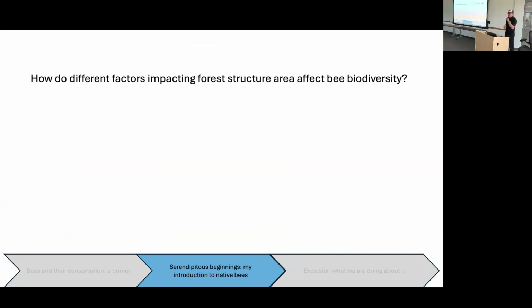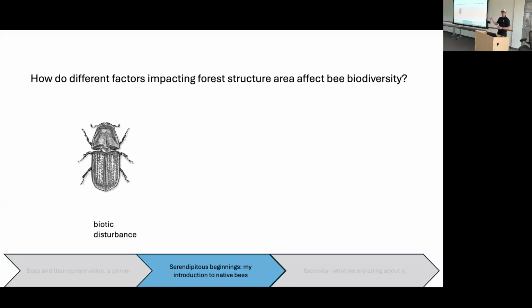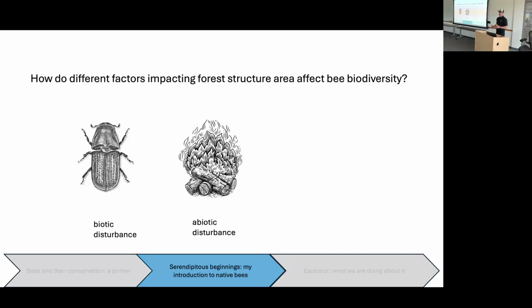But it also got me thinking, well, that was an observational study where we just went out and looked at bee abundances in areas that had high or low basal area. And you begin to wonder, what about the things that impact forest structure and reduce basal area? Start thinking about this as natural experiments. For example, things like bark beetles that can reduce the basal area of a stand, things like fire, which can really change the structure of a system, and even things like anthropogenic disturbances, thinning, biox.